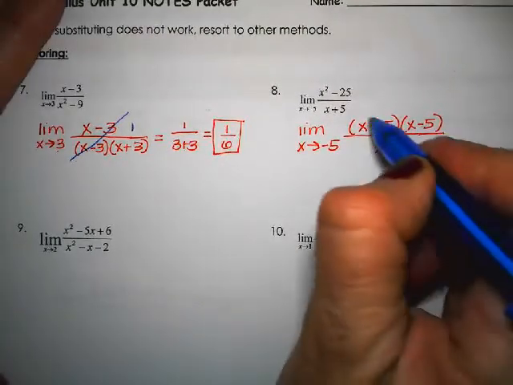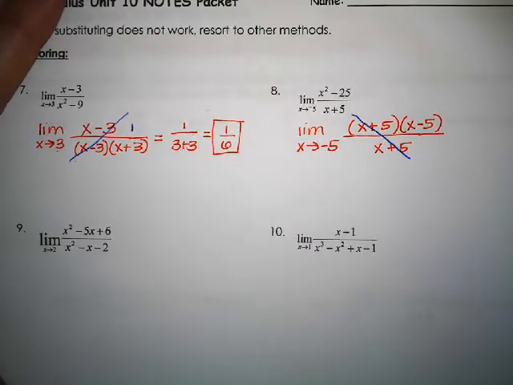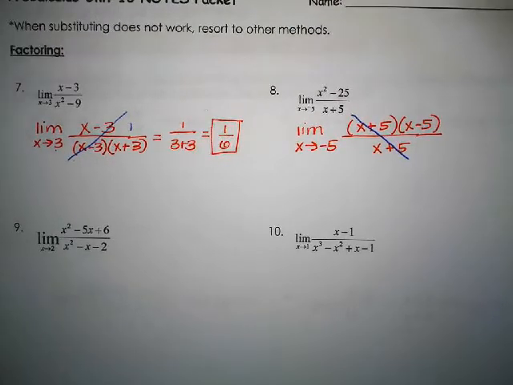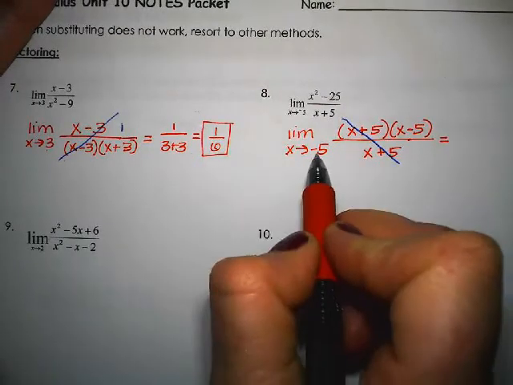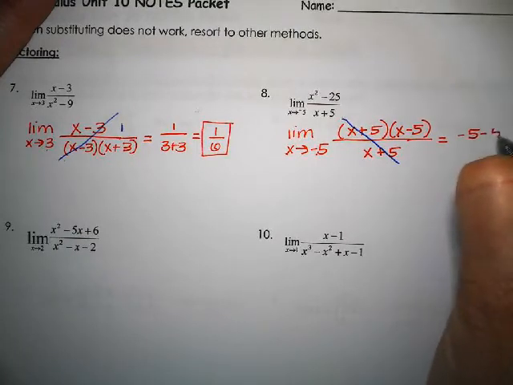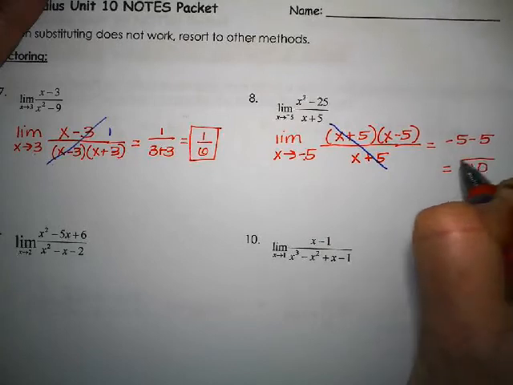Now I notice there's a common factor. I can slash them out. It is going to make a hole. In fact, we'll look at the graph of this one in just a second. It makes a hole, but those are gone. And now I'm ready to plug in. Now I no longer need to write the word limit. I'm just going to take -5 and plug it in for x. -5 minus 5, and my answer is -10.